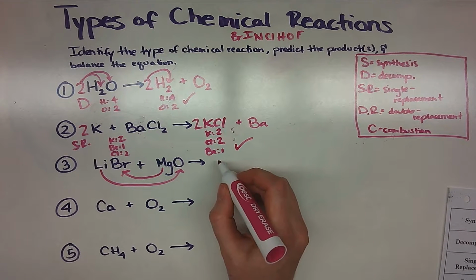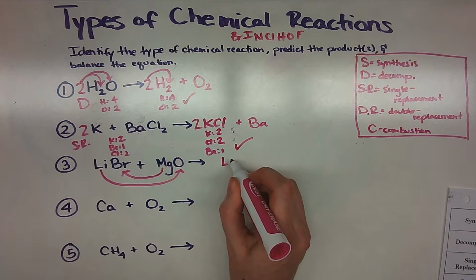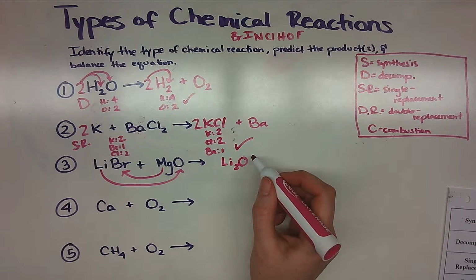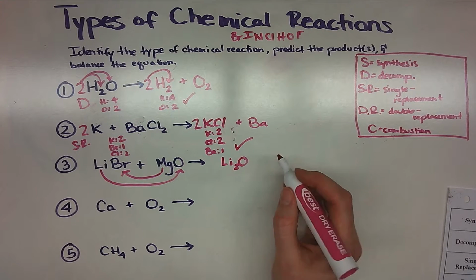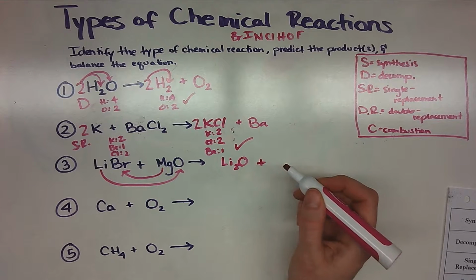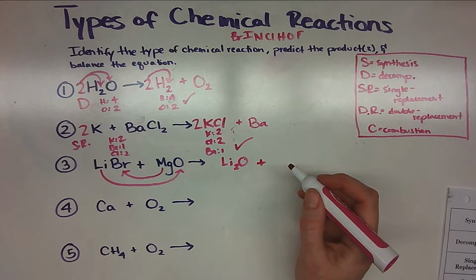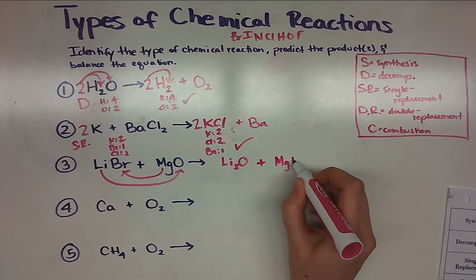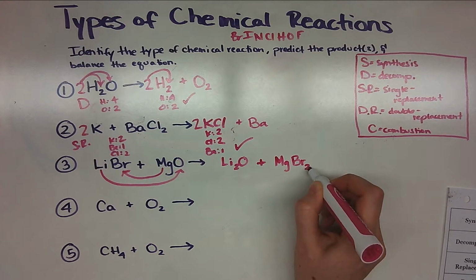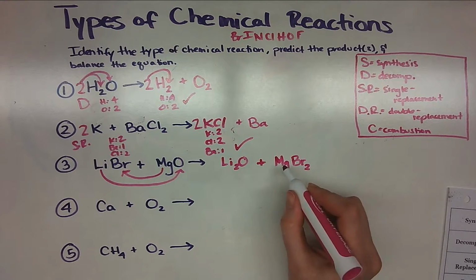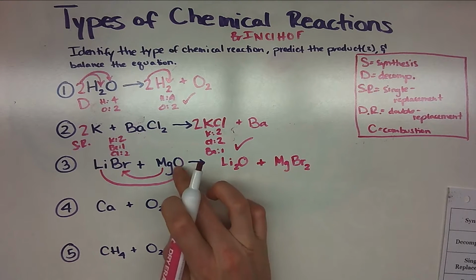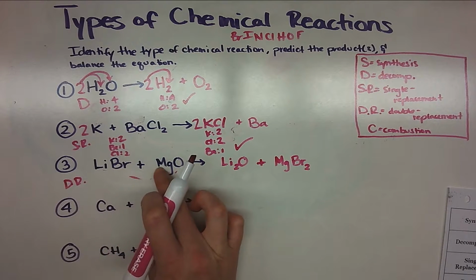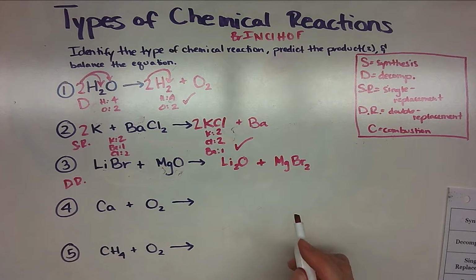All right, so when lithium and oxygen come together, the compound formed is Li2O because oxygen has a -2 charge, or oxide ion does. Plus, so magnesium bromide will look like this, MgBr2, because magnesium as an ion has a +2 charge. And we did say double replacement. All right, now I need to balance.